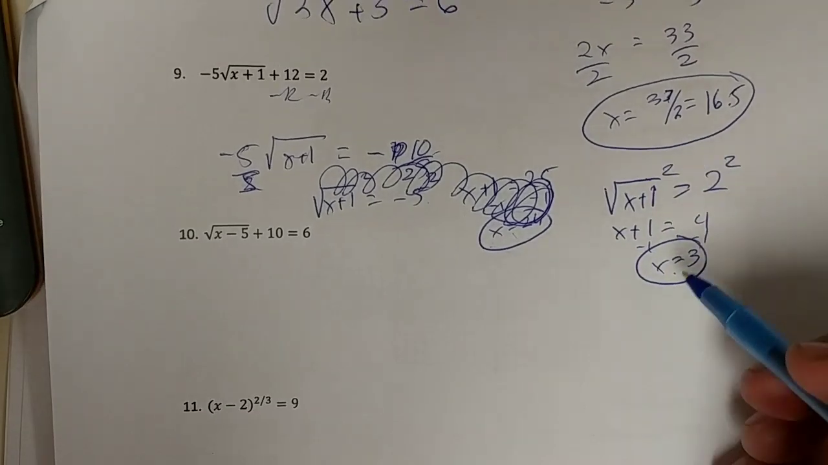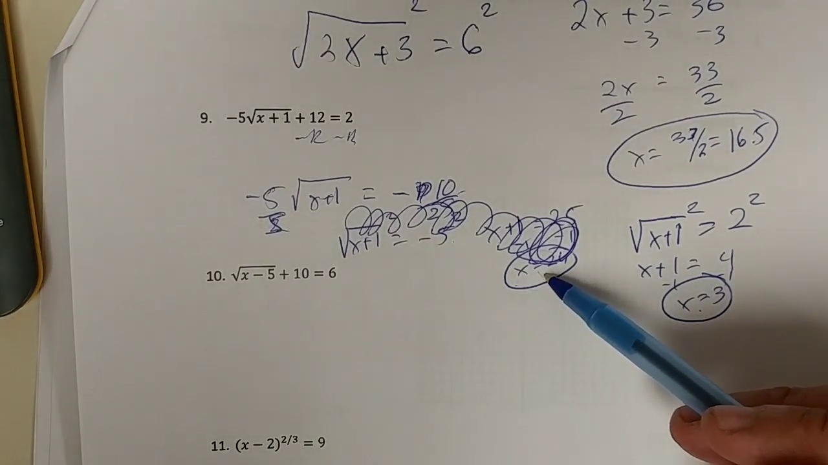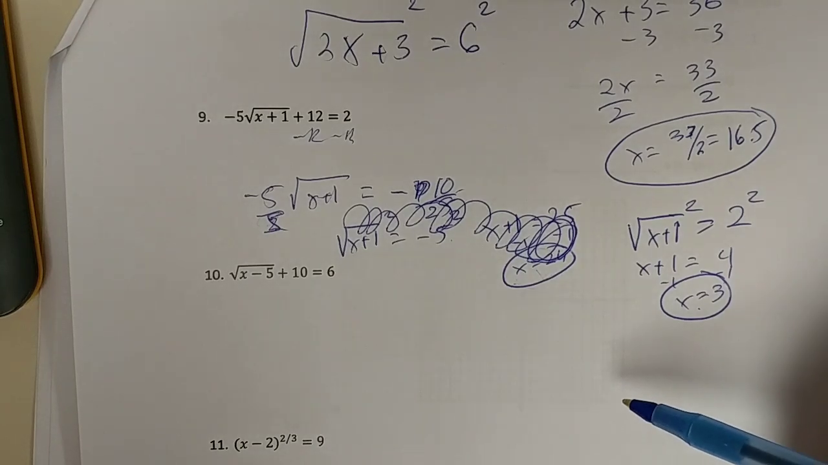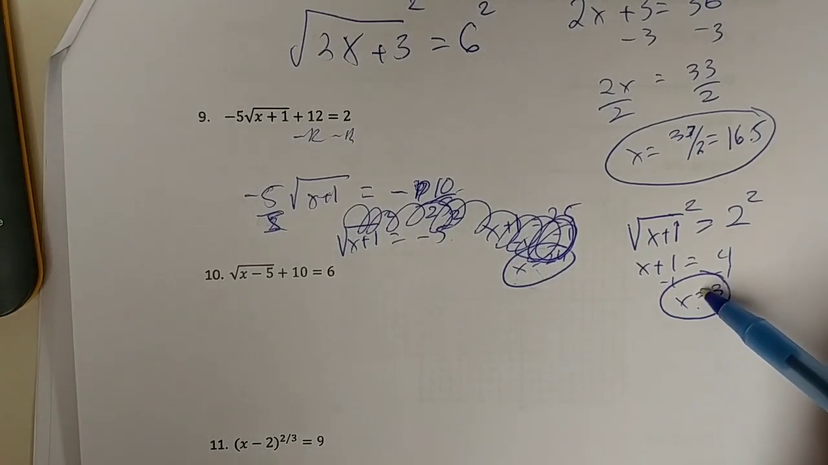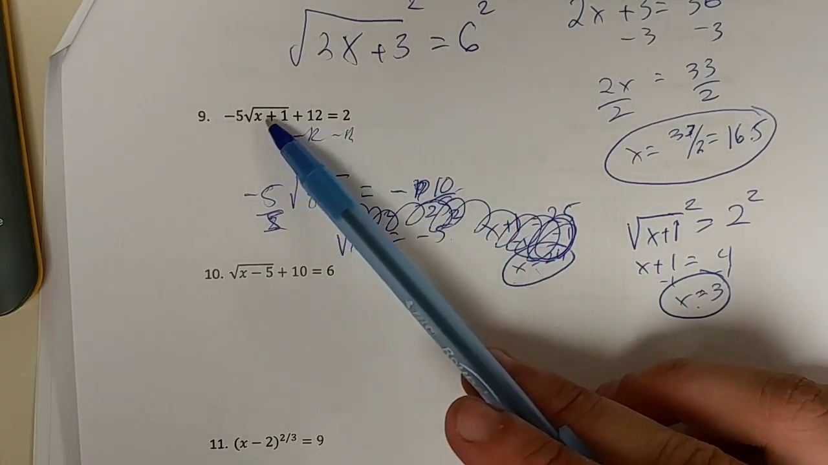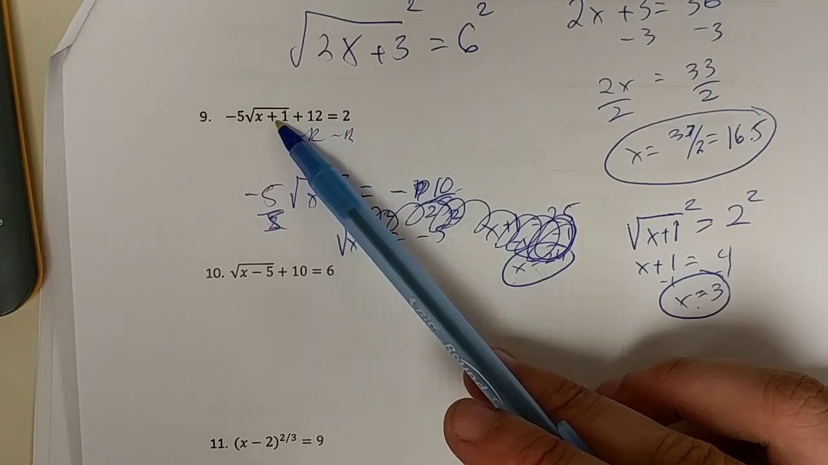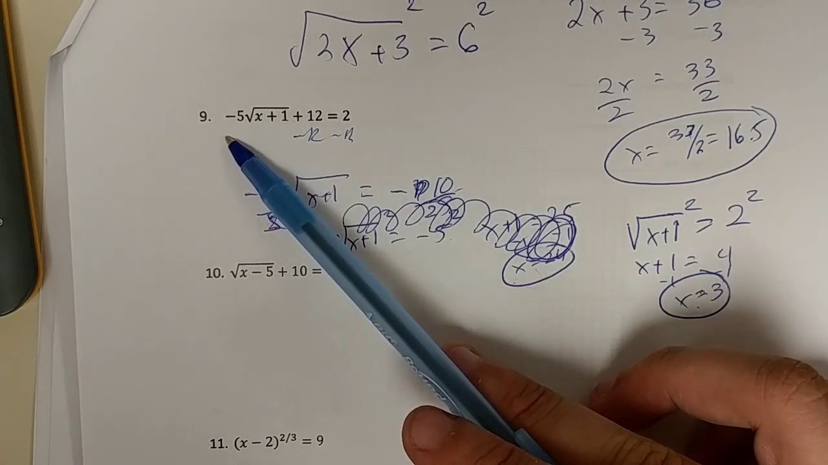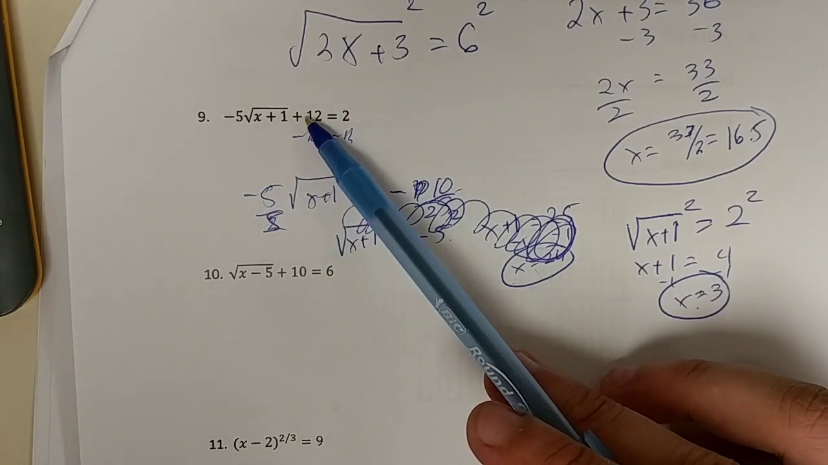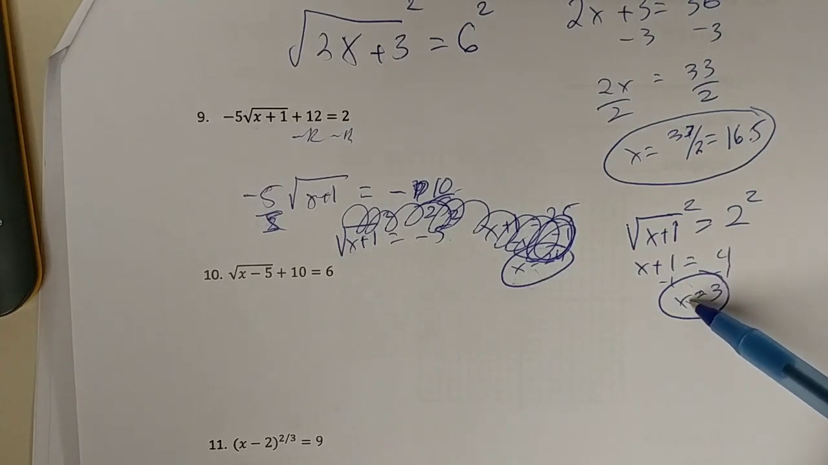So why don't we plug it back in and check it to show you that sometimes you might get tricked like that. Well, plugging it back in could solve it, or plugging it back in could get you the answer right away. 3 plus 1 is 4. Square root of 4 is 2. 2 times negative 5 is negative 10. Negative 10 plus 12 is positive 2. So you can always plug in your multiple choice options.